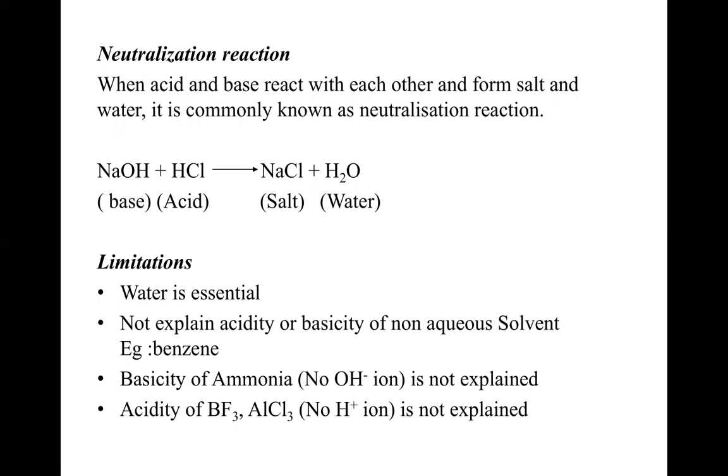Or when it exists in the gaseous form. So it doesn't explain the acidity or basicity of a non-aqueous solvent. Third, the Arrhenius concept could not explain the basic nature of substances like ammonia or sodium carbonate, which do not contain the OH negative ion, and the acidic nature of substances like BF3, AlCl3, carbon dioxide, and sulfur dioxide, which do not contain the H positive ion. So these are the limitations of the Arrhenius concept.